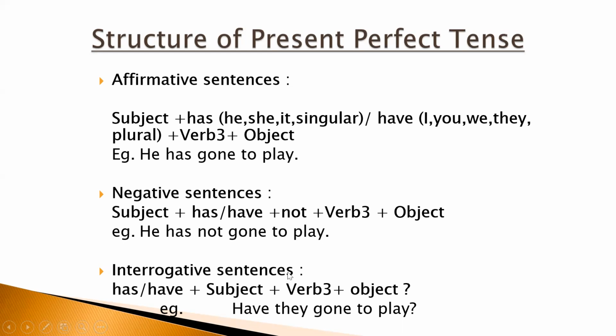Now, in case of interrogative sentences, this helping verb has or have will come in the beginning of the sentence, then subject, then third form of the verb, object and at the end question mark. So, it will become have they gone to play. Have will come in the beginning, then subject, third form, object. Have they gone to play? If it is he, it will become has he gone to play. So, this was the structure of present perfect.